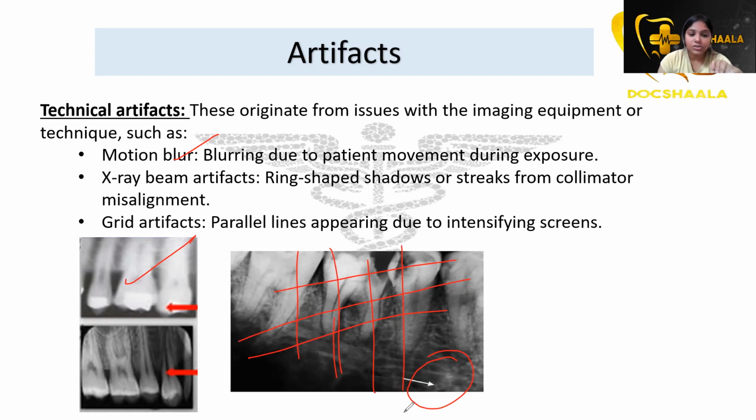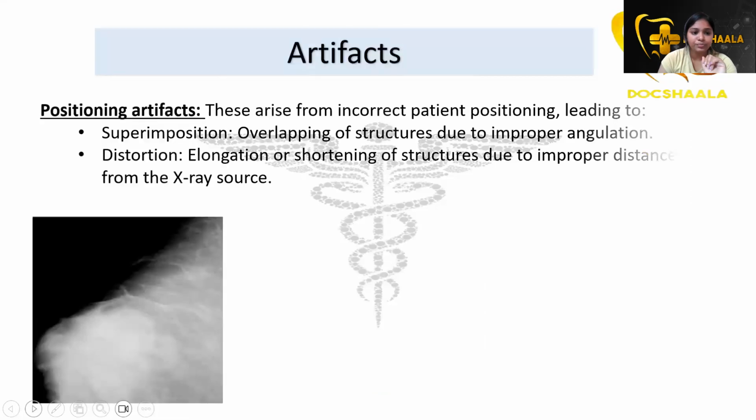So that will also be a very important problem for the production of artifacts. Okay, then coming to position artifacts. The position is incorrect positioning of the positron emission device, that is incorrect position of the device, right? So this may lead to superimposition, that is overlapping of the structures because of improper angulation, and maybe distortion, that is elongation or shortening of the structure.